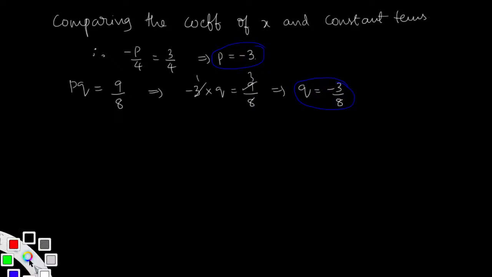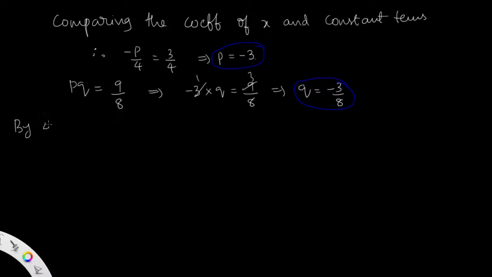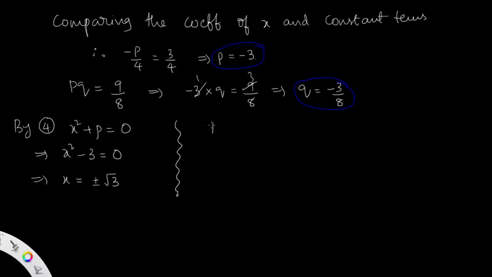Now substitute in the 4th and 5th equations. The 4th equation is this, and the 5th equation is this. Substituting the p value and q value. By equation 4, x square plus p equal to 0, that implies x square plus p, where p is minus 3, then x equal to plus or minus root 3. And then by equation 5, x square minus 1 by 4 into x minus 3 by 8 equal to 0.